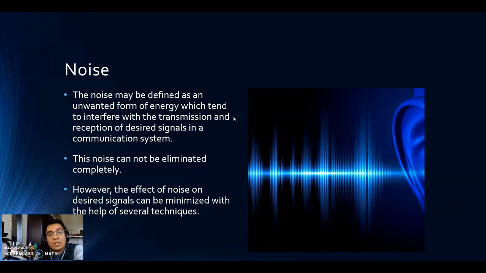Okay, so first let's talk about the first limitation, which is noise. Noise may be defined as an unwanted form of energy which tends to interfere with the transmission and reception of desired signals in a communication system. This noise cannot be eliminated completely. However, the effect of noise on the desired signal can be minimized with the help of several techniques.